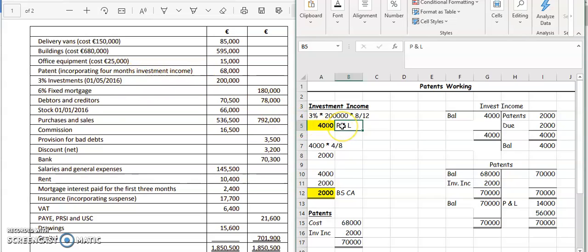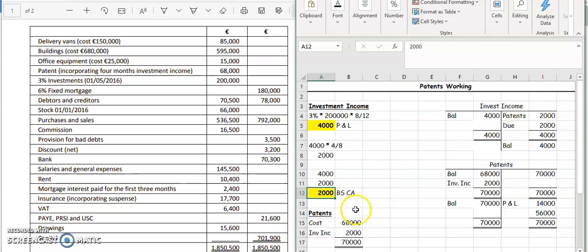So we need to find out how much the 4 months is. Of that 4,000, so 4,000 multiplied by 4/12 will give you 2,000. So 2,000 is how much should be in the patents. So we need to take it out of our patents and put it into our investment income. So if the total is 4, we've received 2, so 2,000 then goes into your balance sheet as a current asset.